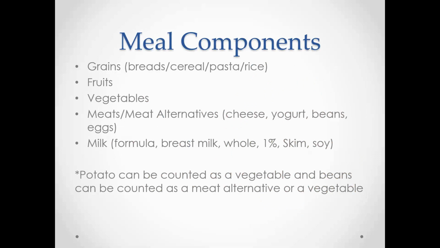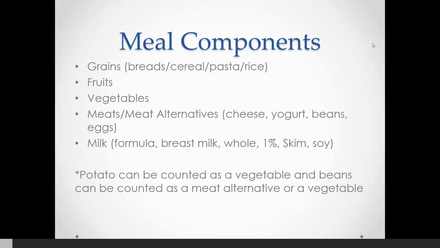So meal components. There are 5 components. There's the grains, which includes bread, cereals, pastas, and rice. There's fruits, vegetables, meat alternatives such as cheese, yogurt, beans, and eggs. There's milk, which includes formula, breast milk, whole milk, 1%, skim, and soy. And just a little side note, the potato can be counted as a vegetable, and beans can be counted as both a meat alternative or a vegetable.